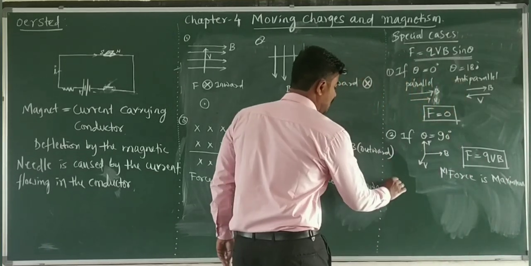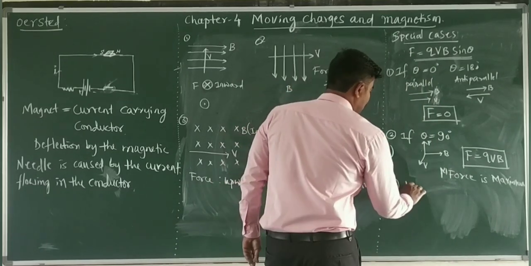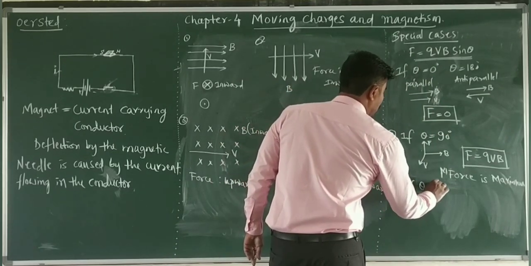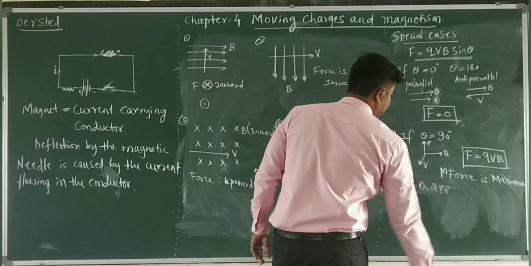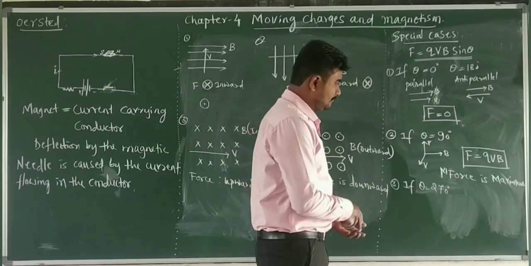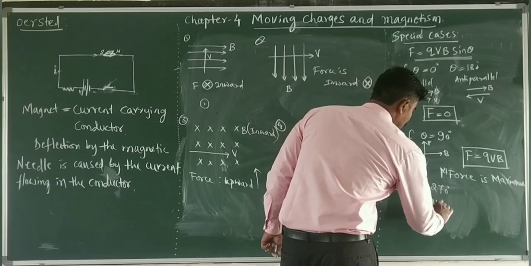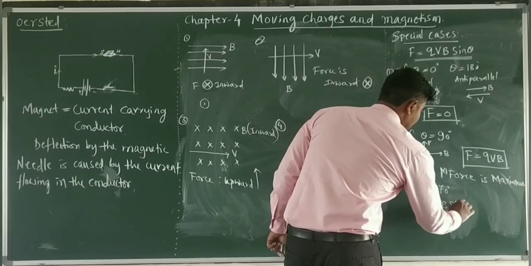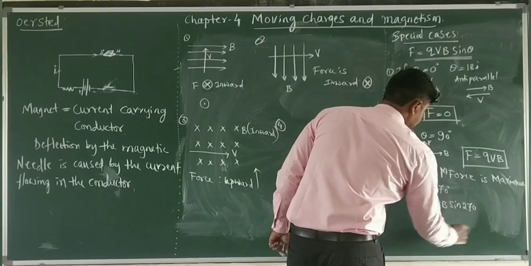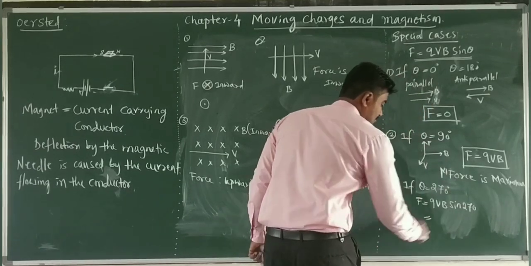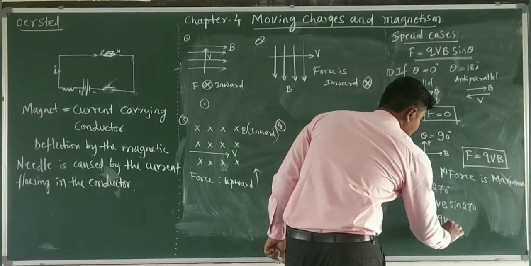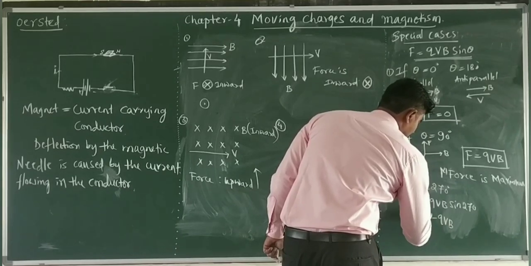And third case, if theta is equal to 270 degrees, then F is equal to QVB sin 270, and sin 270 is minus 1, therefore F is equal to minus QVB.